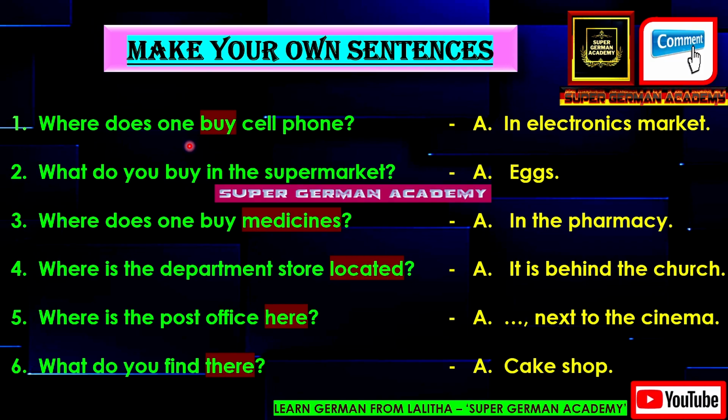Then this person comes under the third person, and that is the subject singular, and the third person conjugation for the kaufen verb is kauft, and the cell phone is Handy in German, and the question here is where, that is wo. So where does one buy a cell phone means wo kauft man Handy. The answer is in the electronics market, that is in the Media Markt.